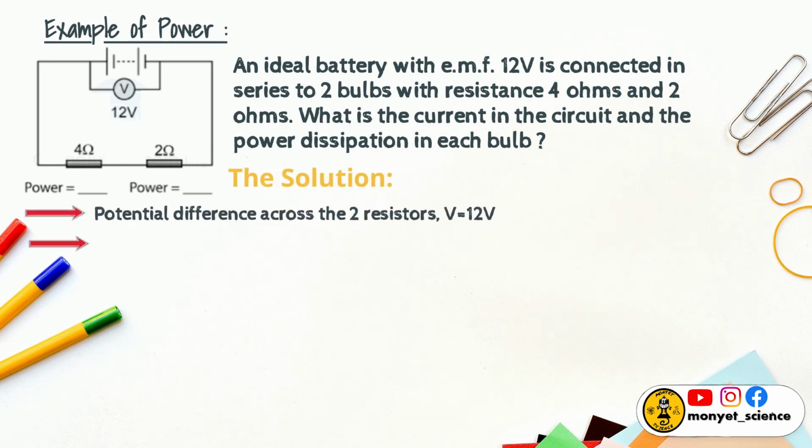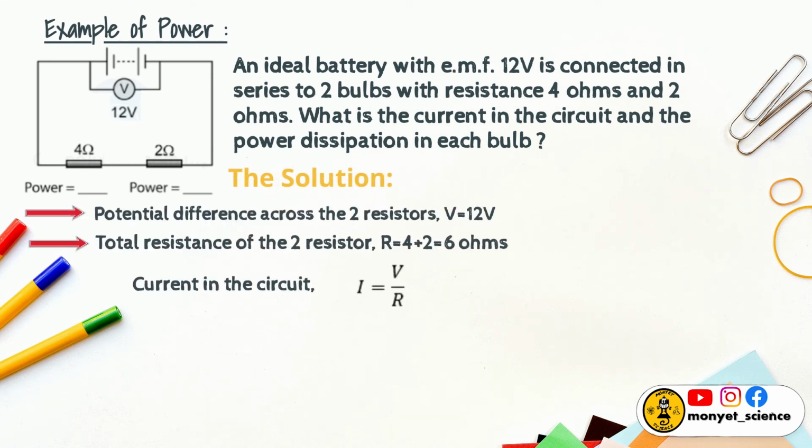The potential difference across the two resistors is given by V is equal to 12 volts. The total resistance of the two resistors is given by R is equal to 4 plus 2, which is 6 ohms. The current in the circuit, I is equal to V over R, is given by 12 over 6, which is 2 amps.